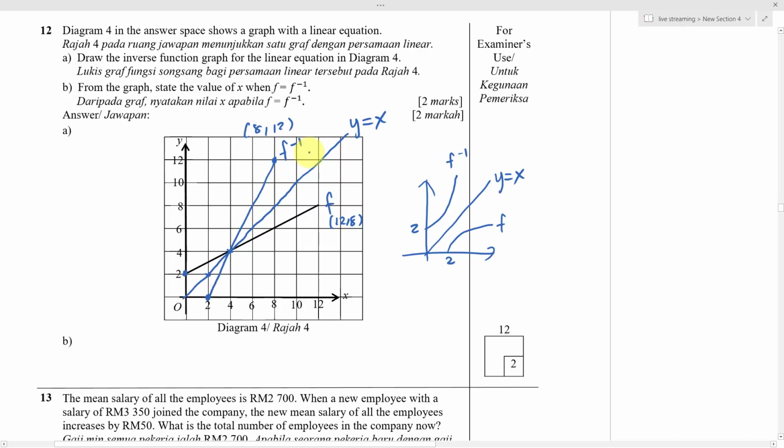Then part B says f equals f inverse. What does this mean? When we equate both, we are finding the intersection point, right? So this is the intersection, when x equals 4. So x just equals 4. This question just tests how much you understand about the inverse function. You should know the reflection on the line y equals x. It shouldn't be too difficult.